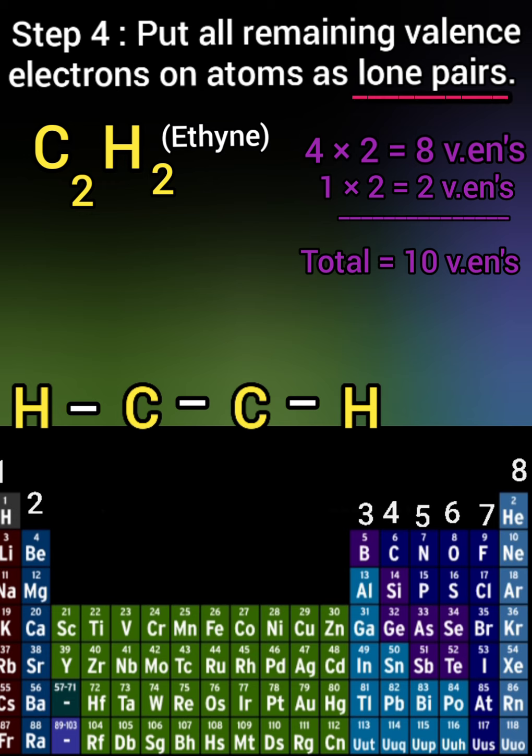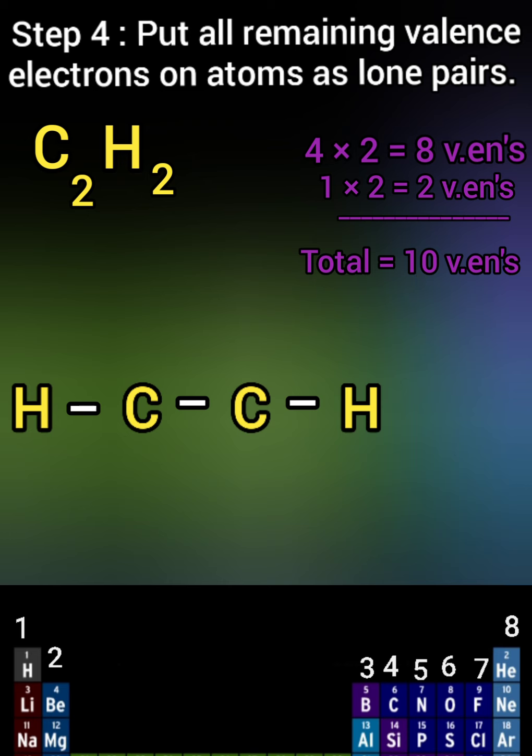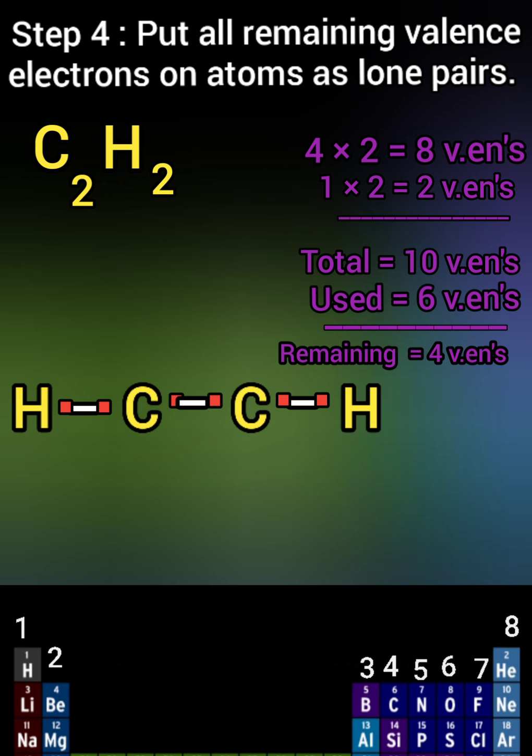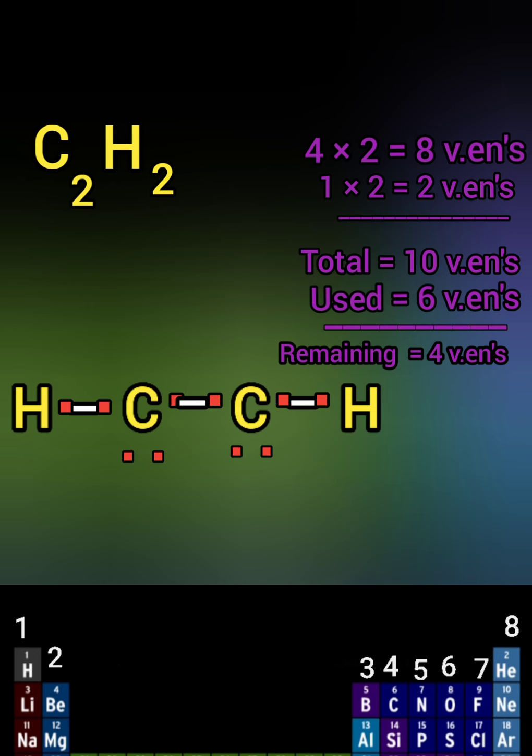In the ethyne molecule, the total valence electrons are 10. We have used 6 valence electrons on the 3 single bonds. Remaining: 10 minus 6 equals 4 valence electrons. Put all the 4 remaining valence electrons on the carbon atoms as pairs. Remember, never give hydrogen more than 2 electrons.